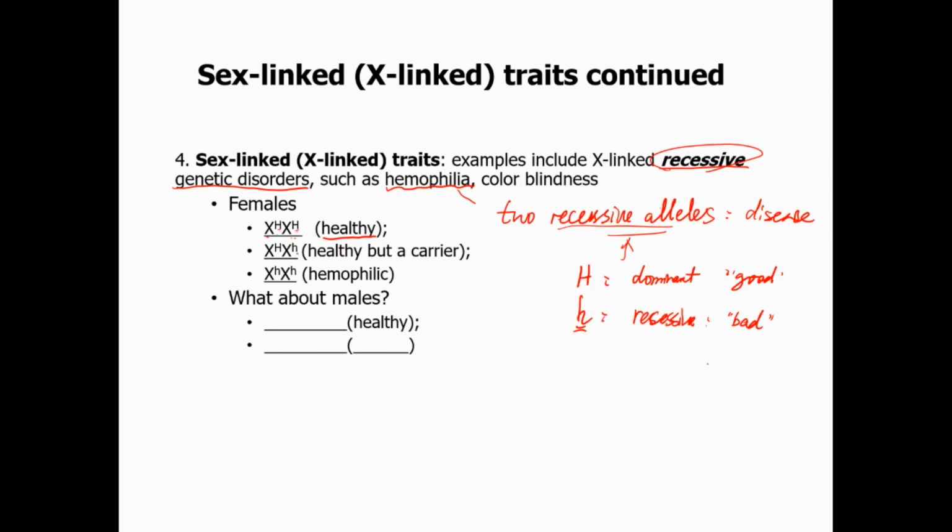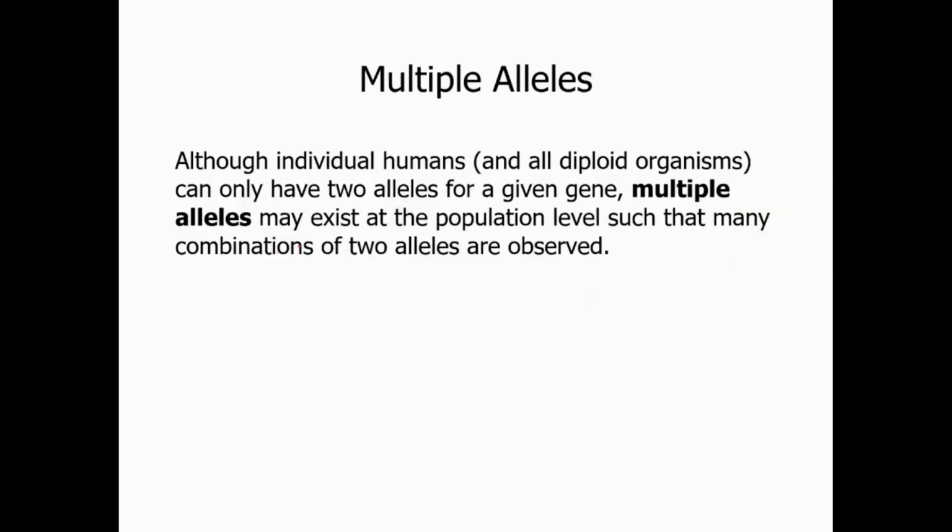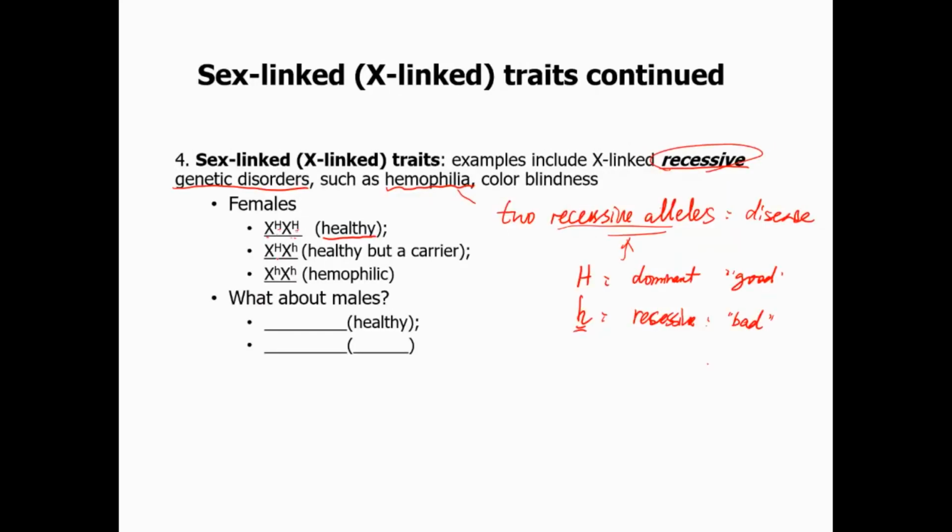Okay. Now, what if you have one dominant allele and one recessive allele? Over here. Now, the dominant is going to mask the recessive, right? So the female is still going to be healthy, but she is a carrier, right? Because she is carrying one bad gene, which could potentially be passed on to the offspring. So she's healthy, but she's a carrier. Now, if she has two recessive alleles, then she's definitely going to be hemophilic.